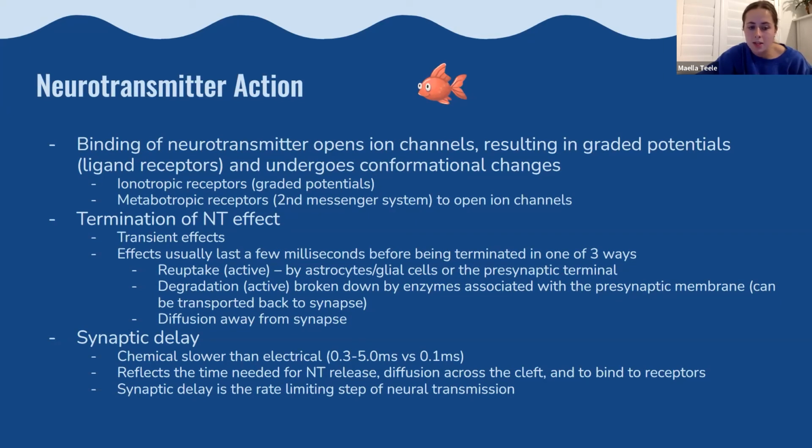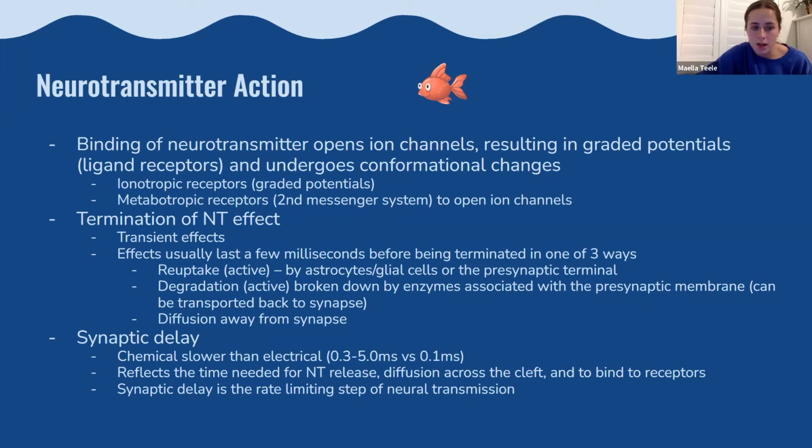And synaptic delay. So chemical transmission is a lot slower than electrical. It takes probably between 3 times and 50 times the length of time that electrical transmission takes. This pretty much just reflects the time needed for the neurotransmitter release, the diffusion across the cleft, and binding to receptors, because there are a lot more steps in chemical transmission than in electrical transmission. So synaptic delay is actually the rate limiting step of neural transmission, because electrical transmission is a lot faster.